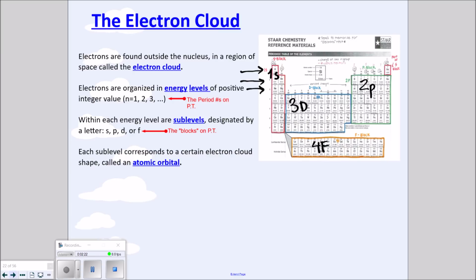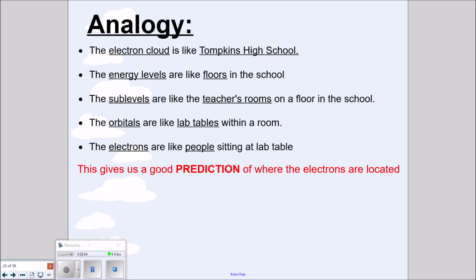Each sublevel corresponds to a certain electron cloud shape called an atomic orbital. I have an analogy that can hopefully help you with remembering the different parts of the electron cloud. Think of the entire electron cloud like Tompkins High School. The energy levels are like the floors in the school. The sublevels are like the teacher's rooms on a floor in the school. The orbitals are like lab tables within a room. The electrons are like people sitting at a lab table. This gives us a good prediction of where the electrons are located.